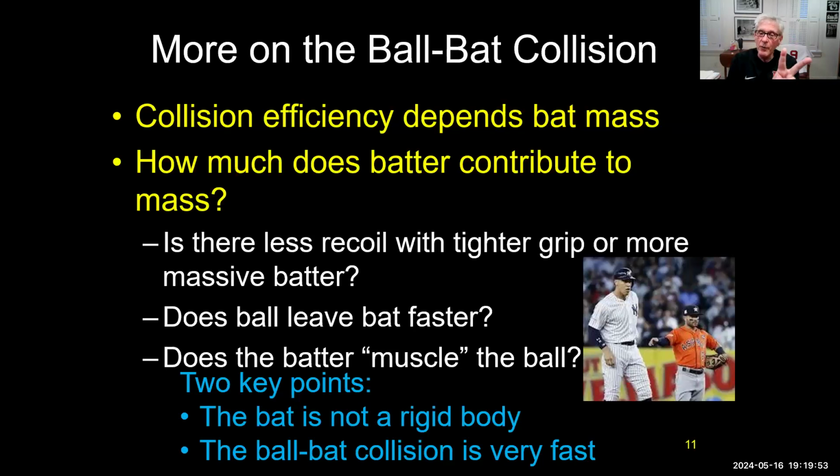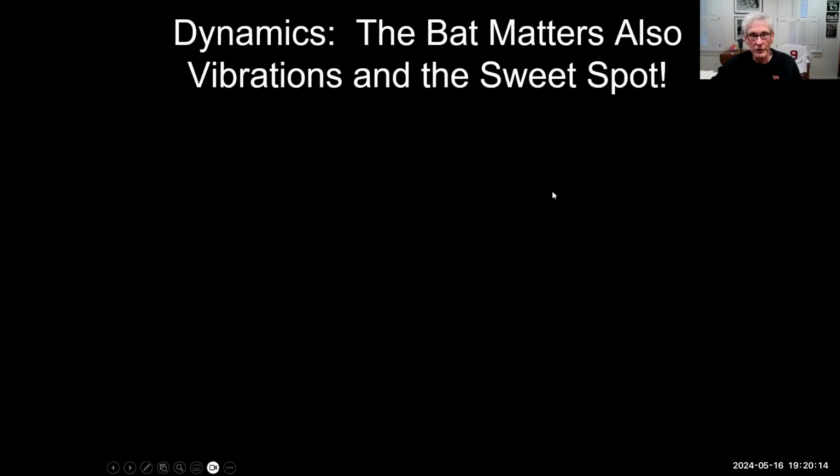There are two key points about the bat and the ball-bat collision that lead us in the direction of how to answer these questions. The first is the bat is not a rigid body. I'll show you in a second. And the ball-bat collision, as I've already said, is very, very fast. Okay, so let's focus in on those two things.